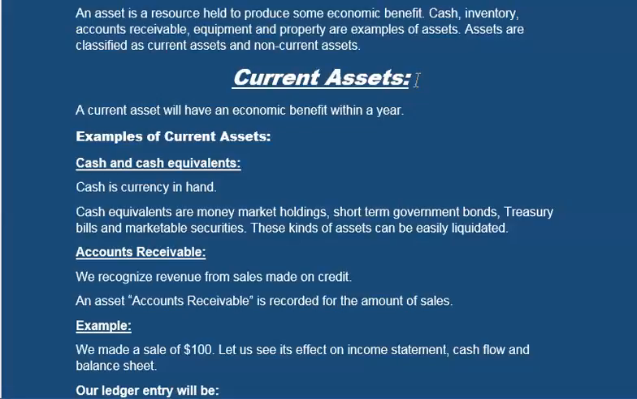Examples of current assets. Cash and cash equivalents. Cash is currency in hand. Cash equivalents are money market holdings, short-term government bonds, treasury bills, and marketable securities. These kinds of assets can be easily liquidated. Accounts receivable. We recognize revenue from sales made on credit. An asset, accounts receivable, is recorded for the amount of the sale.